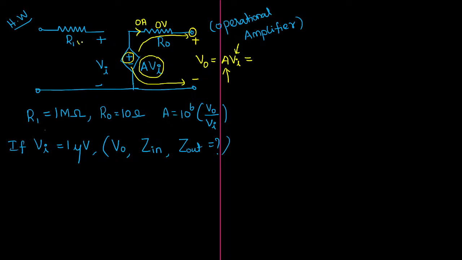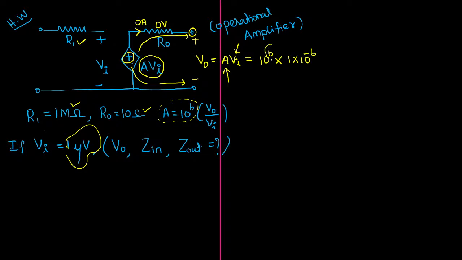Now read the given data. They have given the value of R1, that is 1 mega ohm. They have given the value of R10, that is 10 mega ohm. They have also given the value of gain, A is equal to 10 power 6. So gain is given 10 power 6, and what is the input voltage? I think that is also given. See there, 1 micro volt. 1 micro means 10 power minus 6.